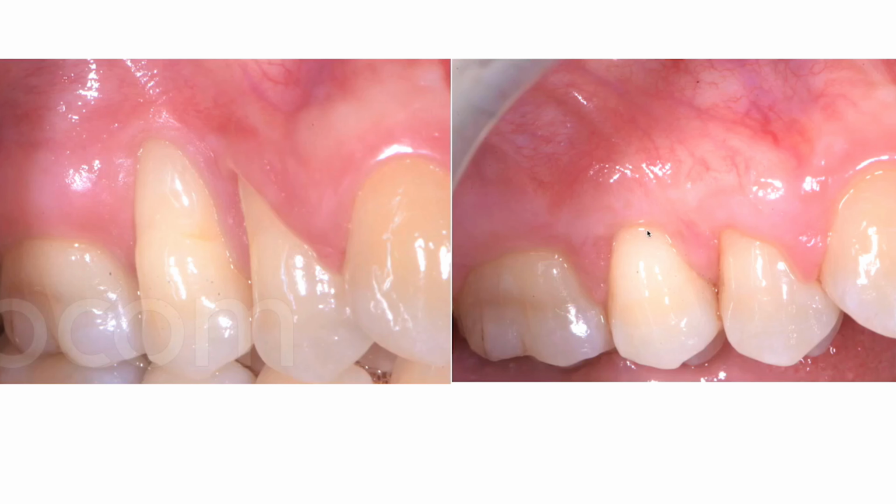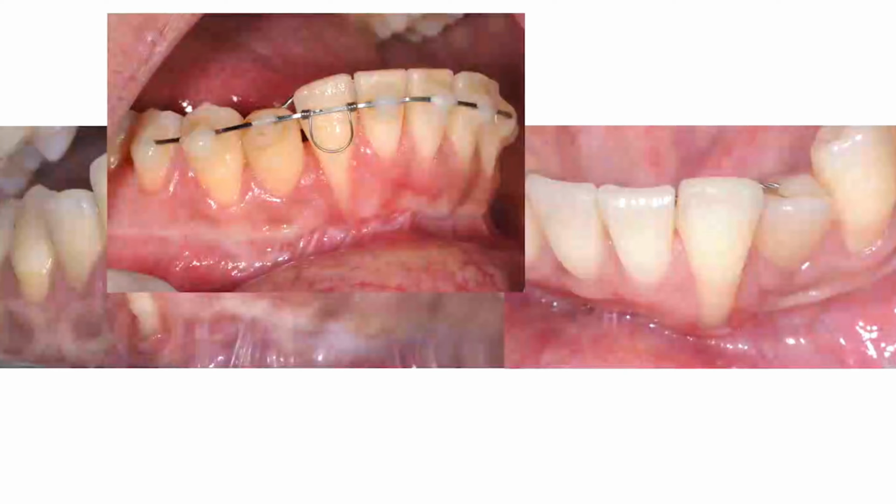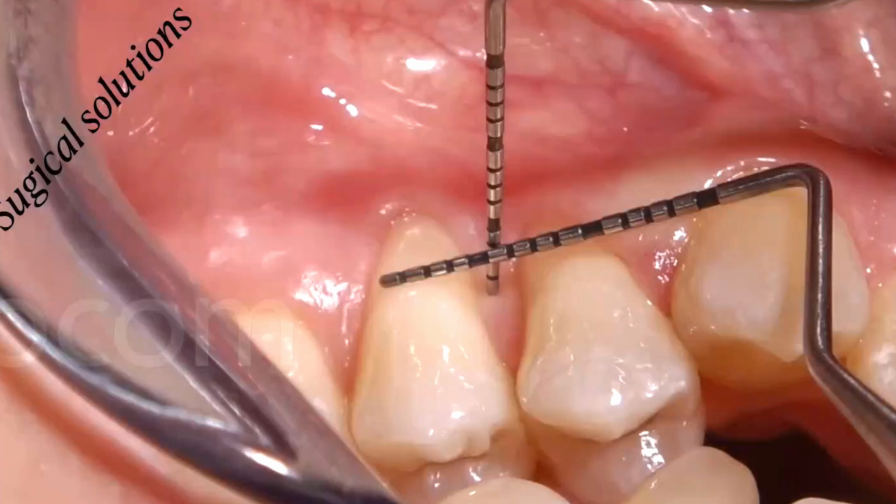Here there is the cement enamel junction that is exposed, and here there is the cement enamel junction that is exposed. But look now, this papilla, it seems to be another patient. So it's a great outcome which is not 100% coverage. But in order to do this, we need to be really careful. So what can we do surgically?